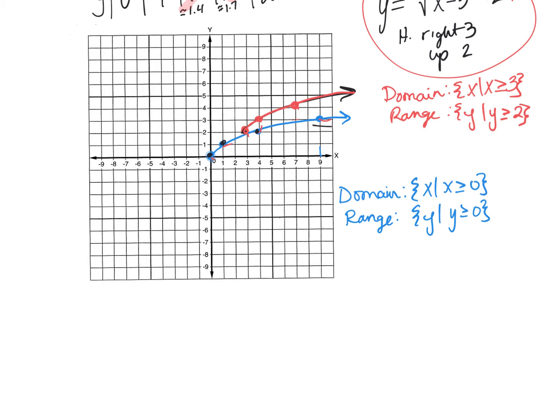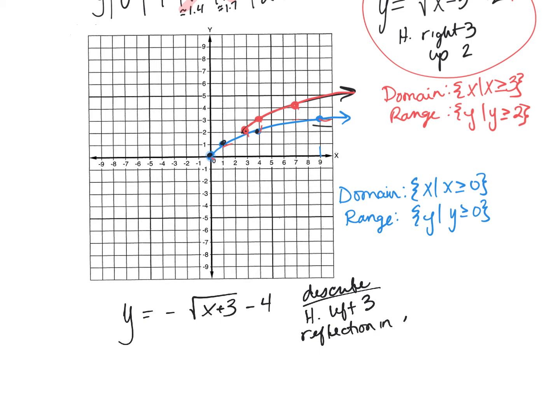Now what if I'm asked to do y equals negative square root of x plus 3 minus 4? Let's first describe the transformation. Horizontal, left 3. The negative is a reflection in the x-axis. And the minus 4 is down 4.